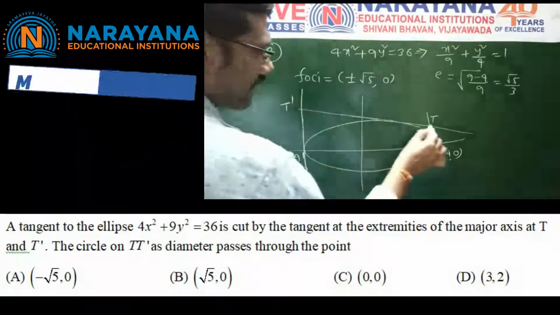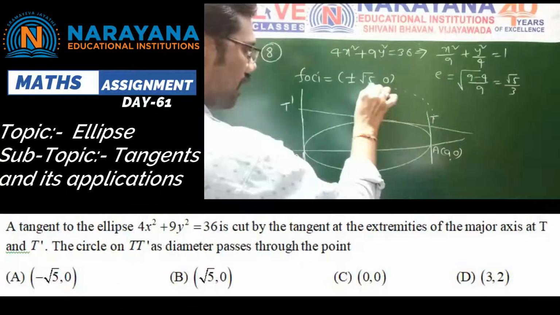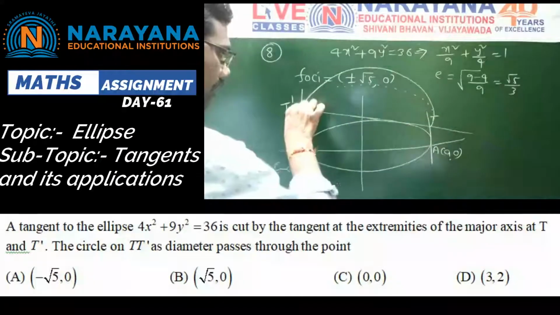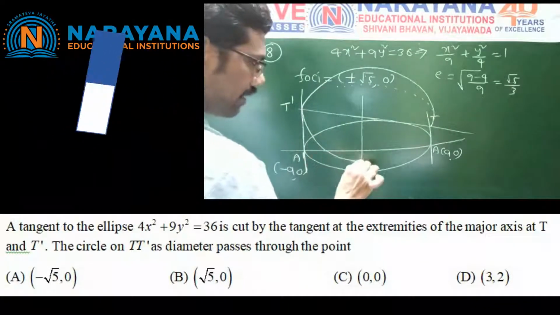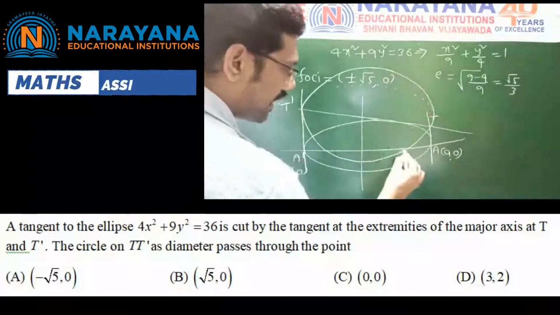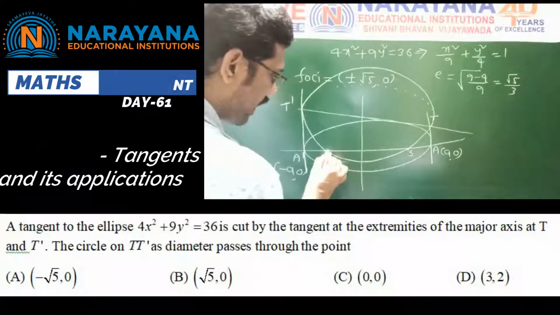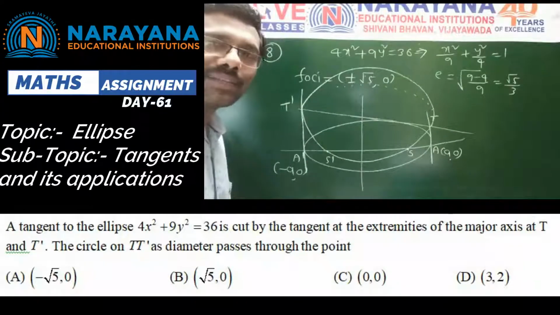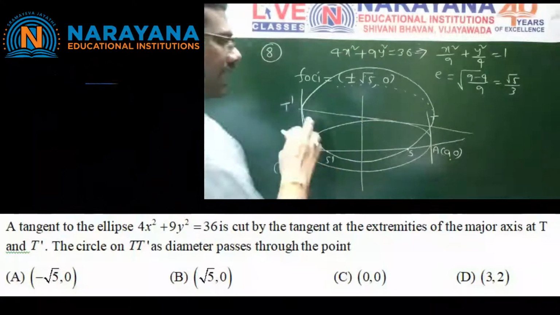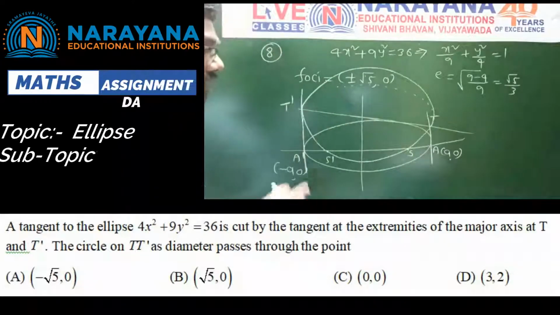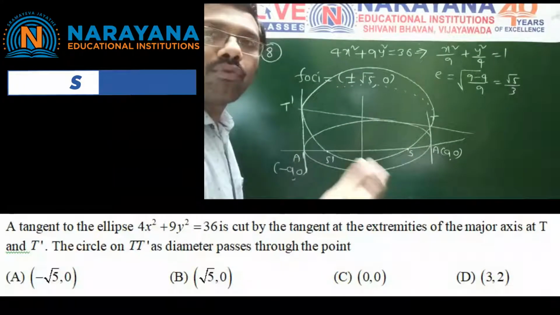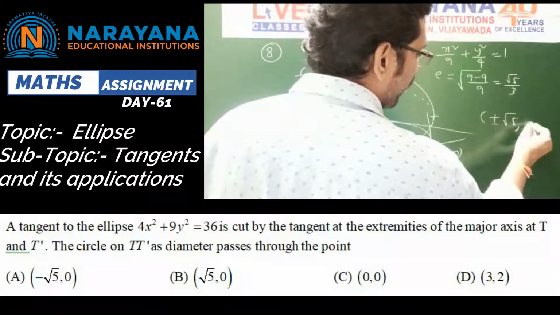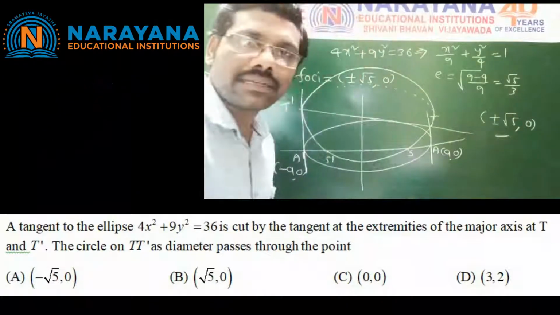Now the circle on T T dash as a diameter passes through the foci of the ellipse. The circle is always passing through the foci of the ellipse. What are the foci? The foci are plus or minus root 5 comma 0. The circle with T T dash as diameter always passes through the foci of the ellipse. The foci are plus or minus root 5 comma 0. This is the correct answer.